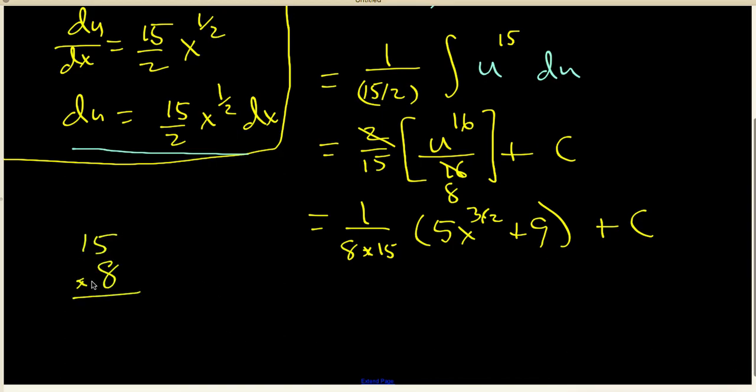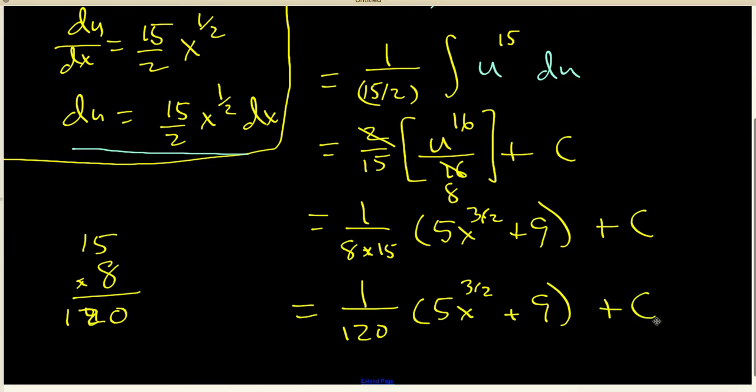is going to be, let's see, 8 times 5 is 40, and then I've got that. That's going to be 120. So we get as our final answer 1 over 120 times 5x to the 3 halves plus 9, to the 16th, plus a constant.